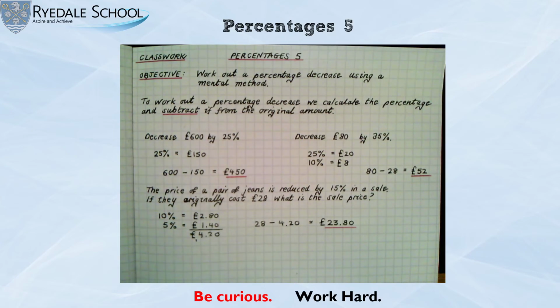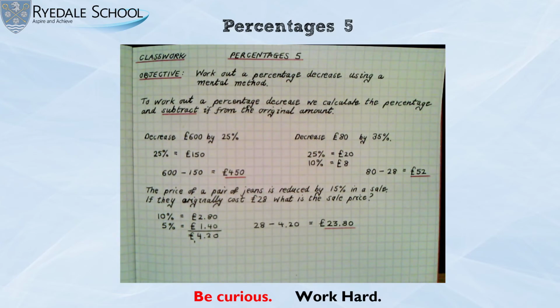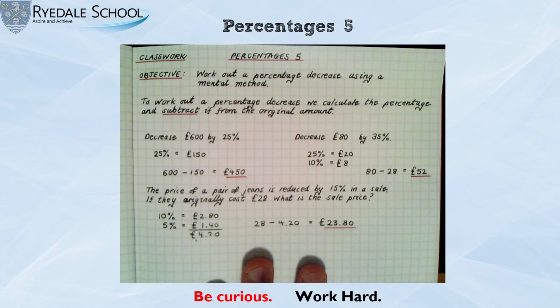So there we go, Year 7. Just to recap, work out your percentage and then subtract it from the original amount. Okay, use what I've done here as a guide for how you should be setting out the work in your book. There's some questions for you to try.